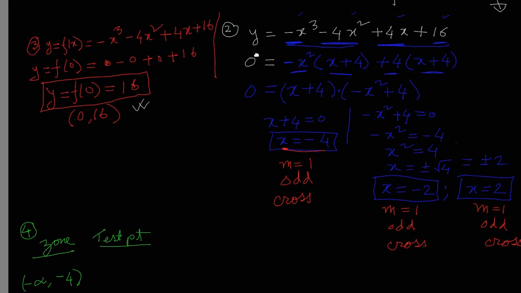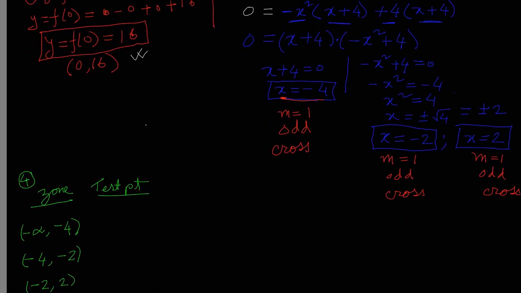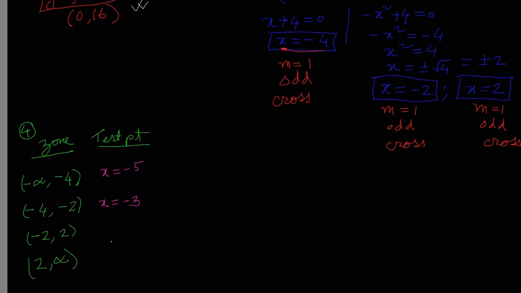What I choose from the first zone, I choose a test point at x equal to negative 5, and from the second zone I choose a test point at x equal to negative 3, and from the third zone I am going to choose a test point at x equal to 0, and from the fourth zone I am going to choose a test point at x equal to 3.